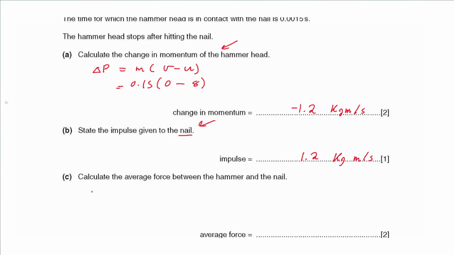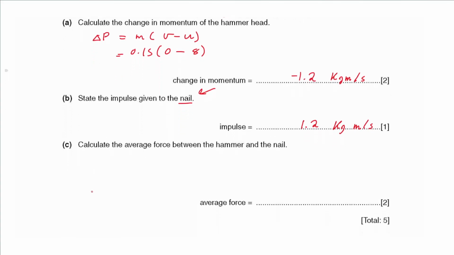Part C says calculate the average force between the hammerhead and the nail. Force is equal to the change in momentum divided by the time. We have the change in momentum 1.2 and the time was given in the question, 0.0015. This gives an answer of 800 newtons.